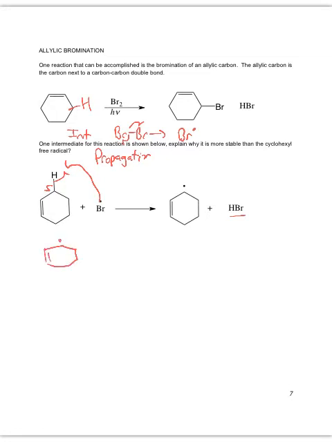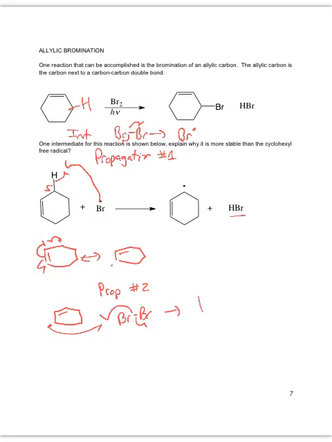And the more stable something is, the more resonance structures we can draw, the more stable it becomes. So we can draw the resonance structure for it, and then in the second propagation step, we can have this free radical. In this example, it doesn't matter which one because they are equivalent. It'll grab a bromine off of Br2 to form our other product, along with some bromine free radical.